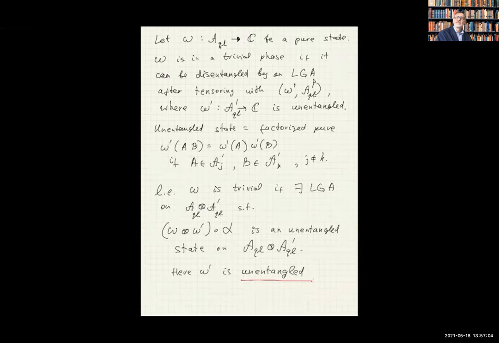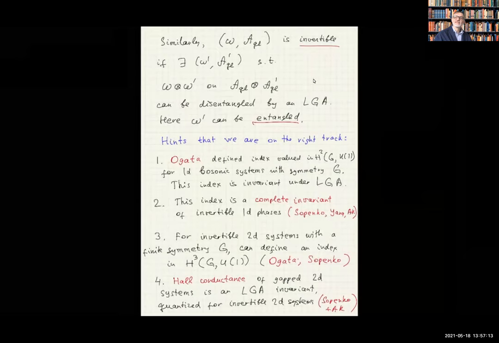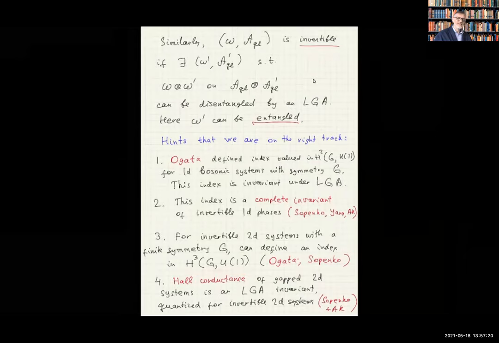Is the two-dimensional stuff you mentioned about H3, is that formalizing Chen-Gu-Wen, or is it completely different? It is, not different. It's formalizing Chen-Gu-Wen. Okay. These results by themselves, crucially, the definition of the index itself depends on the fact that we know all about one dimension.